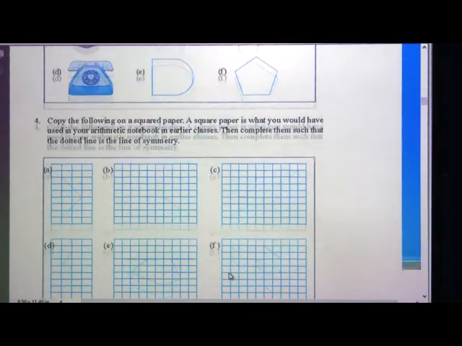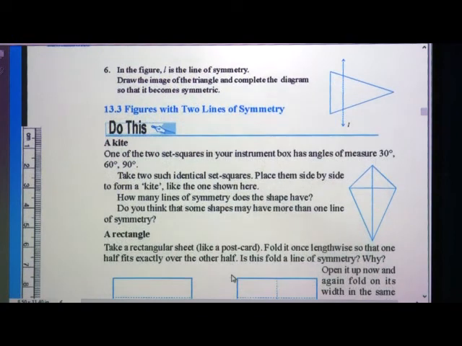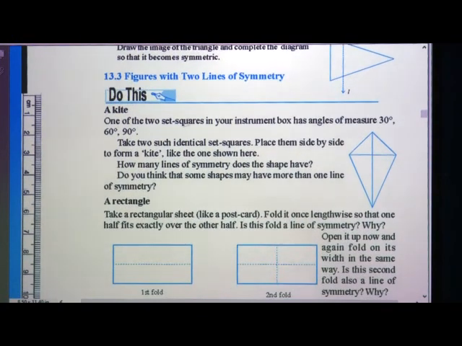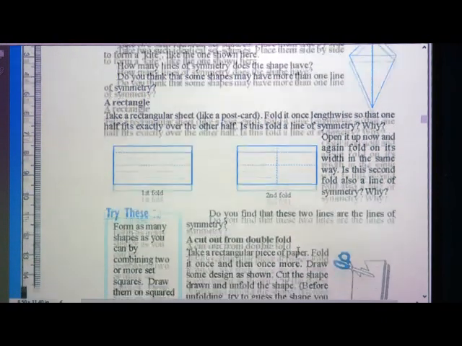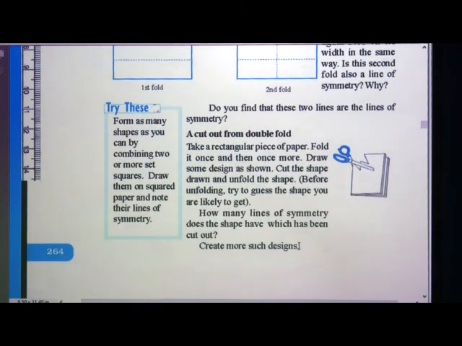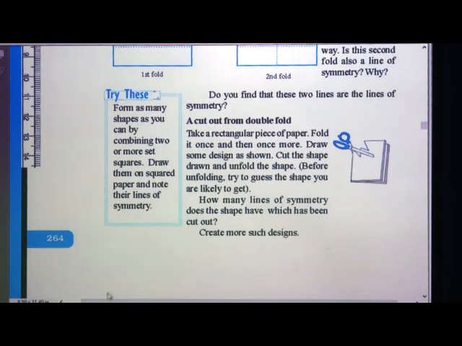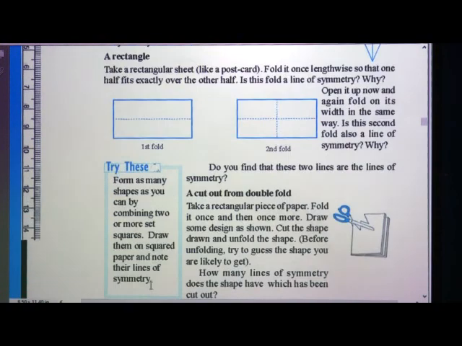We have completed exercise 13.1. Figures with two lines of symmetry. Now, a few figures like a kite have two lines of symmetry. For a rectangle also we have two lines of symmetry. Yeah, there are different lines of symmetry. For a few figures there may be more lines of symmetry also.